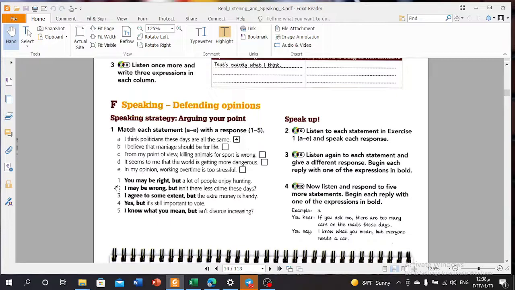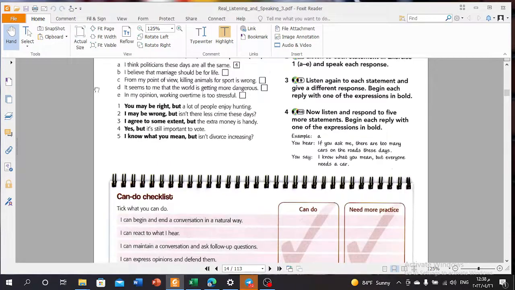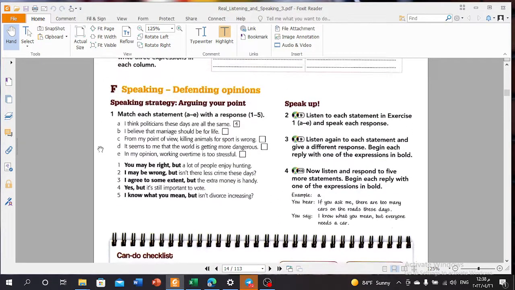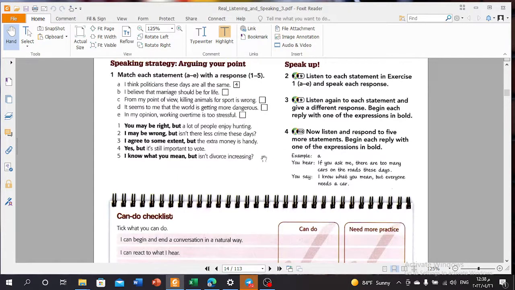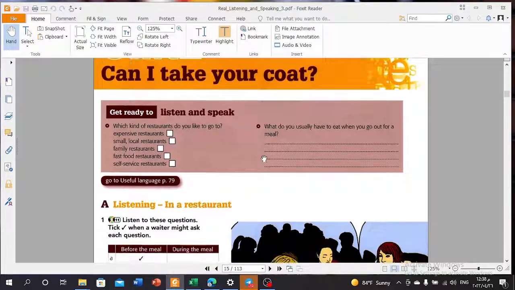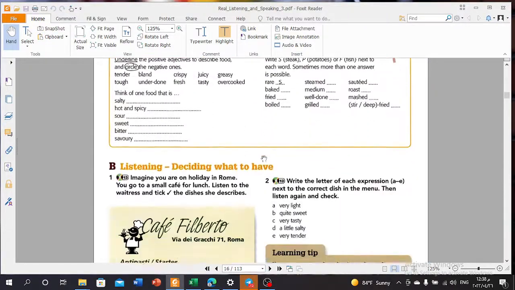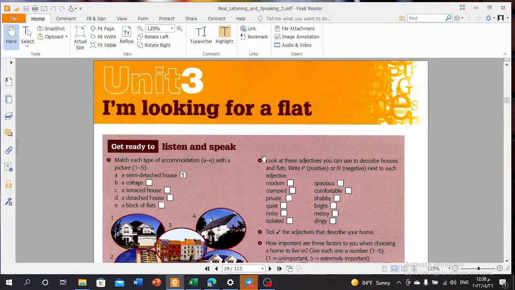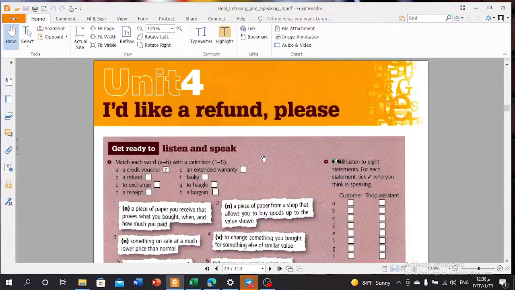Some of these are mentioned here on page 13. You might be right, but then you give your own idea. I may be wrong, but I agree to some extent, but, and so on. So these two speaking strategies are the only ones that would be included in our exam tomorrow.